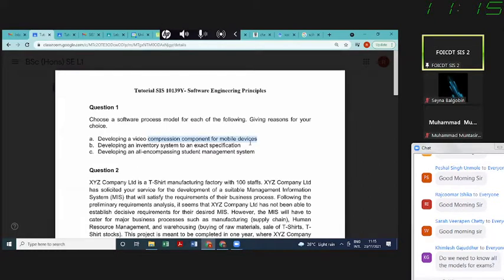Okay, so what's important here is that you give the justification to show that you understand the specificities of each of these software process models that we saw. Yes? Can we use incremental models, so that when the user is using the software, they can send their feedback and additional features, so that we upgrade the previous versions?